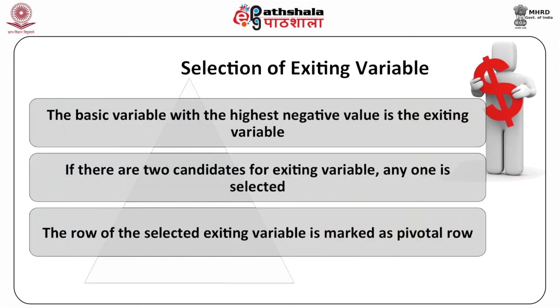Selection of the exiting variable. The basic variable with the highest negative value is the exiting variable. If there are two candidates for the exiting variable, any one is selected. The row of the selected exiting variable is marked as the pivotal row. In the example, we multiply the equations by -1 and add to each of the equations its own slack variable.